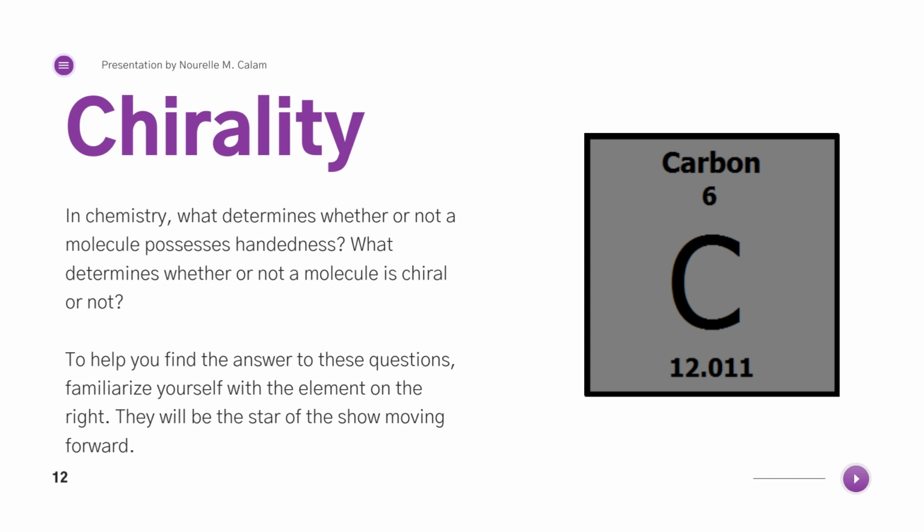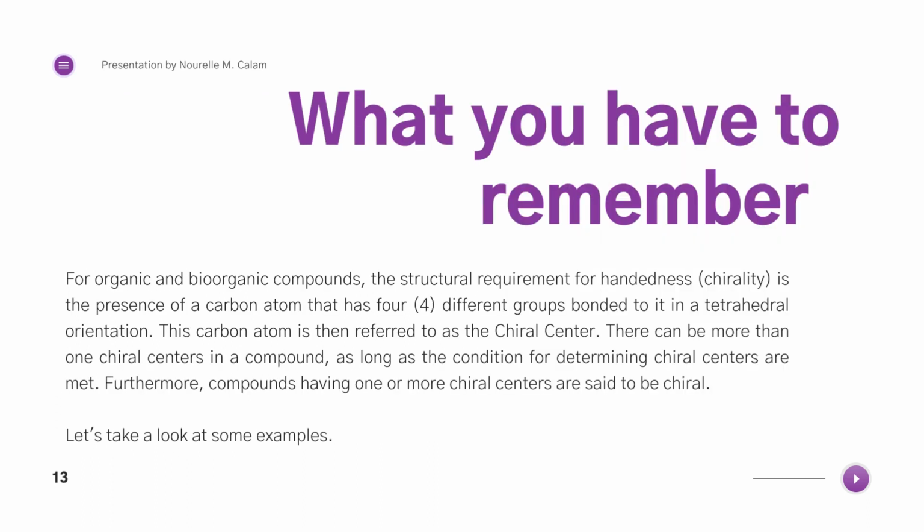Now, to help you find the answer to these questions, familiarize yourself with the element on the right. We have here the element carbon. Carbon will be the star of the show moving forward in our discussion. Carbon will be the basis on how we determine molecules as being chiral or achiral. Now, let's move on. What you have to remember.